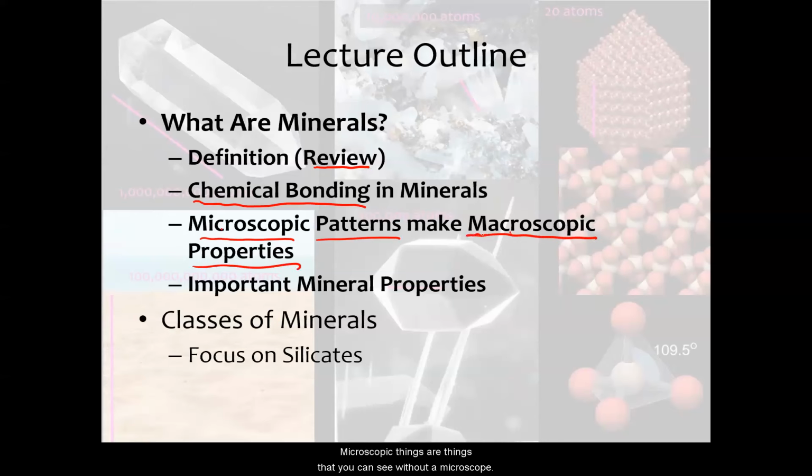Macroscopic things are things that you can see without a microscope, right? Things in your everyday life. And we're going to talk about how the way that atoms build on each other in minerals controls the macroscopic properties of those minerals. We'll also talk about the important mineral properties that we could diagnose in a lab setting. Next, we'll talk about classes of minerals, and then we'll focus on the silicates because that is an important and major class of minerals at Earth's surface.